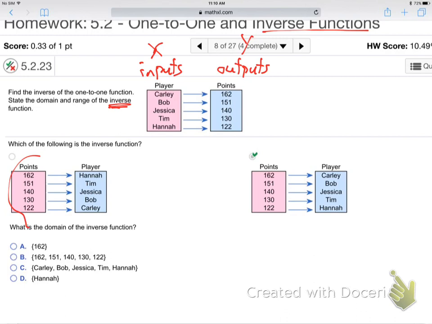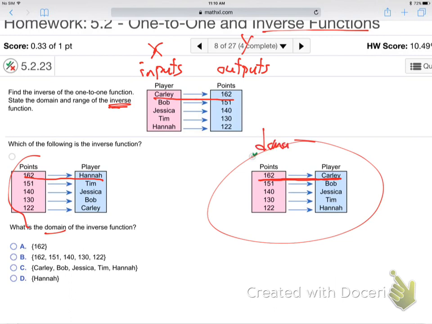So, which one has been switched? Oh no, I guess I did the other one. Yeah, because this is going with Hannah. 162 doesn't go to Hannah. It goes to Carly. So this one's right here. So this is the right one. They just switched the x's and y's. And then they say, what's the domain? Remember, domain is the x's. Range is the y's.